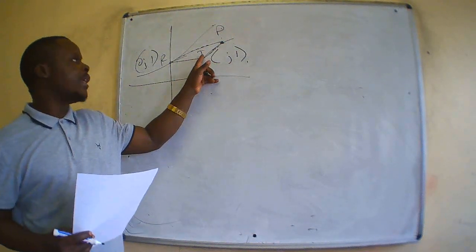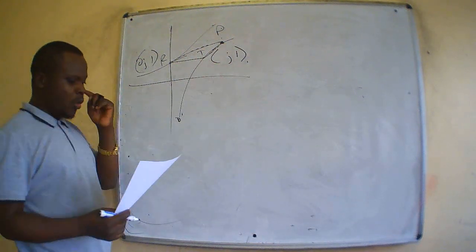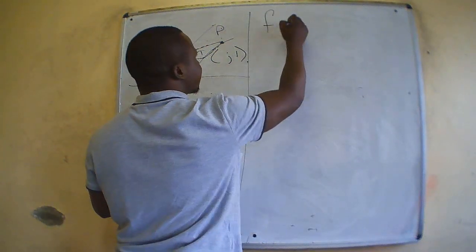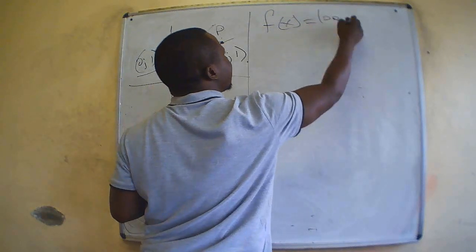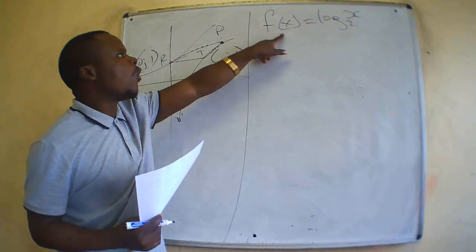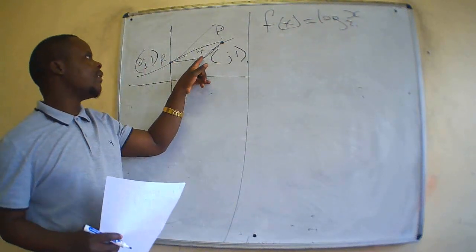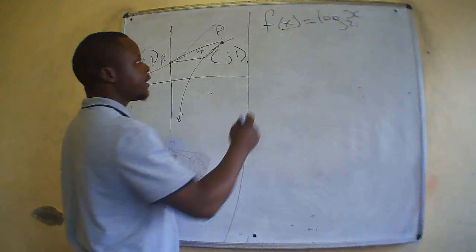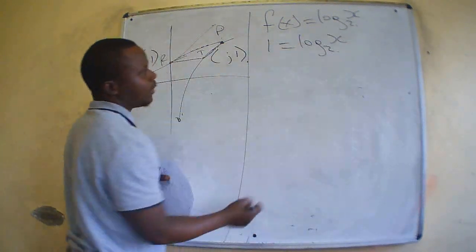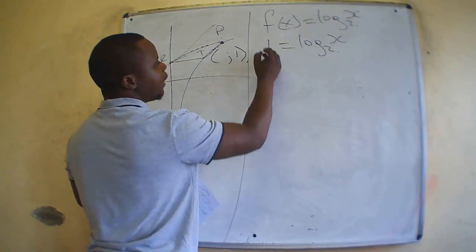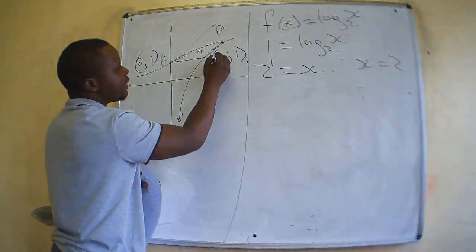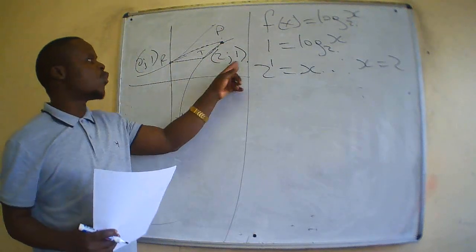But what is going to be the x value? We need to find the x value. How do you find the x value? Remember, we have f(x) equals logarithm of x in base 2. When y is equal to 1, what is the value of x? That is the value we're going to get at T. So y is equal to 1, log of x in base 2. Bring it here: 2 exponent 1 is equal to x. So therefore, x is equal to 2. That means the coordinates of T are (2, 1).